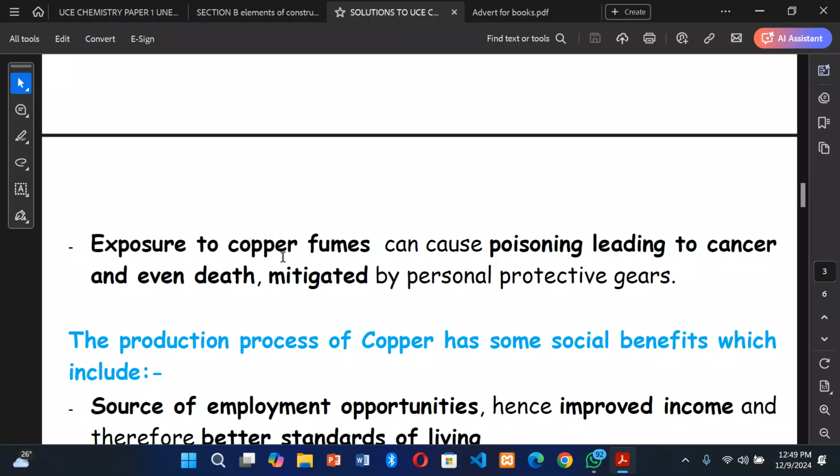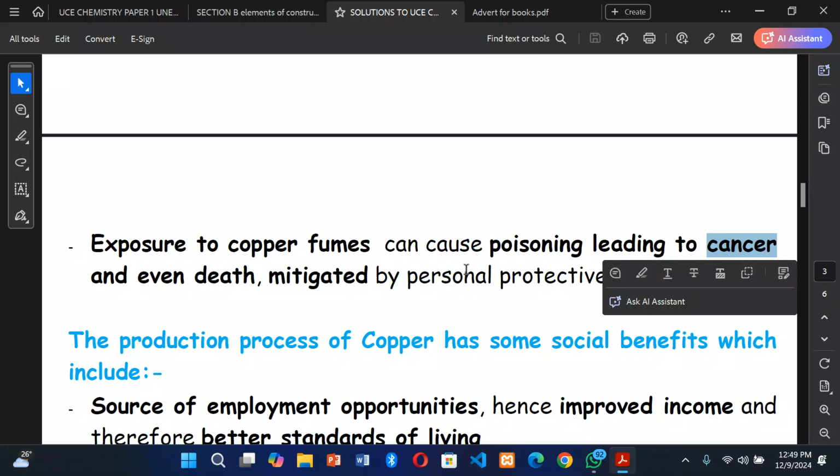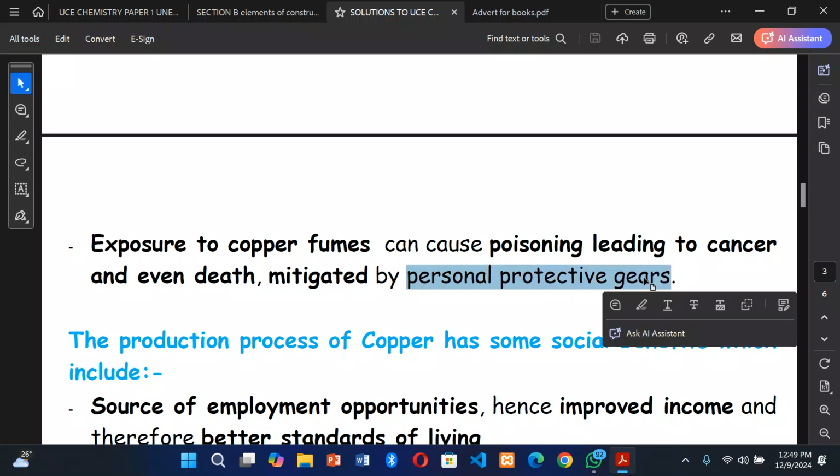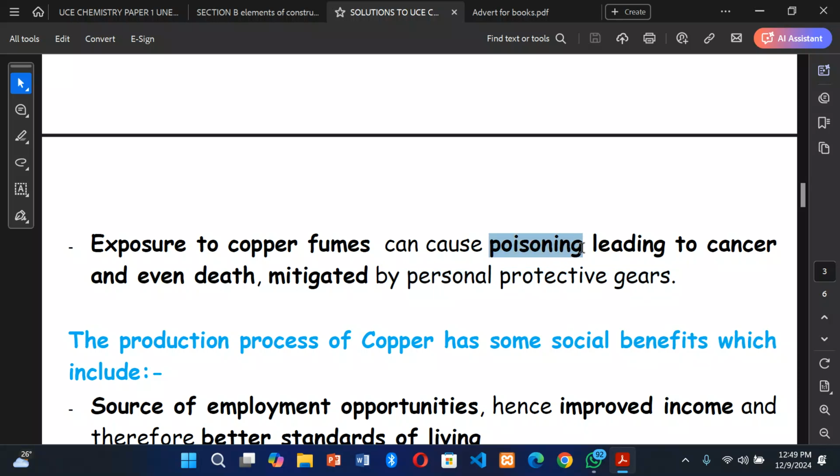Another point, exposure to copper fumes can cause poisoning, leading to cancer and even death. So the impact is poisoning. Poisoning is leading to cancer. This can be mitigated by putting on personal protective gears. So there is a mark here. There is a mark on poisoning. There is a mark of leading to death. So those are the 3 scores that we need to hunt for when we are on the side effects.